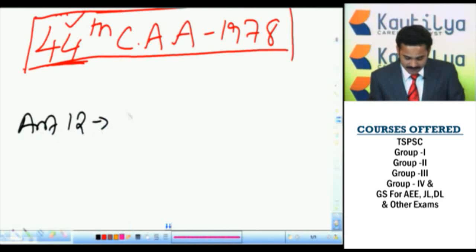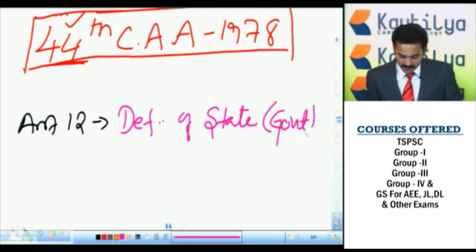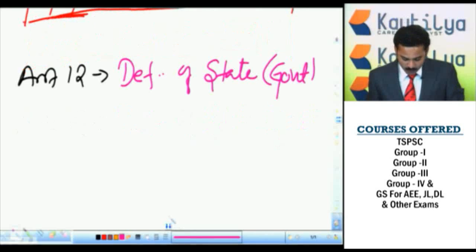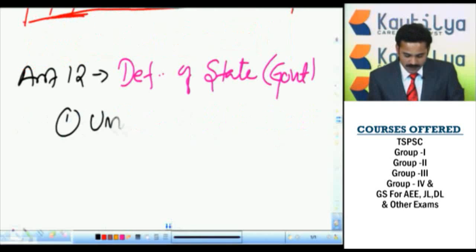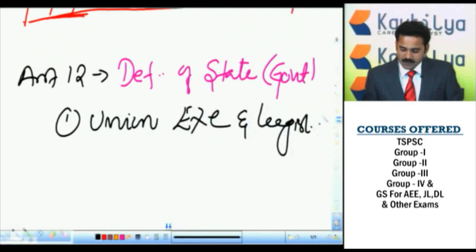Definition of state. Here again, recall state means government. Here Article 12 defines what is meant by government. Accordingly, state includes first one, union executive and legislature, that means central government and parliament.